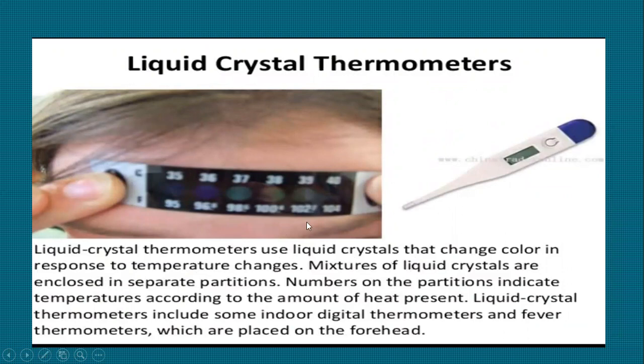Mixtures of liquid crystals are enclosed in separate partitions, and numbers on the partitions indicate temperatures according to the amount of heat present. That is, you can see 36, 38, 39, 40 degrees centigrade, and here in Fahrenheit, that is 96, 98, 100, 102, and 104, and so on. When these thermometers are put on the forehead, they show the temperature with these colors.